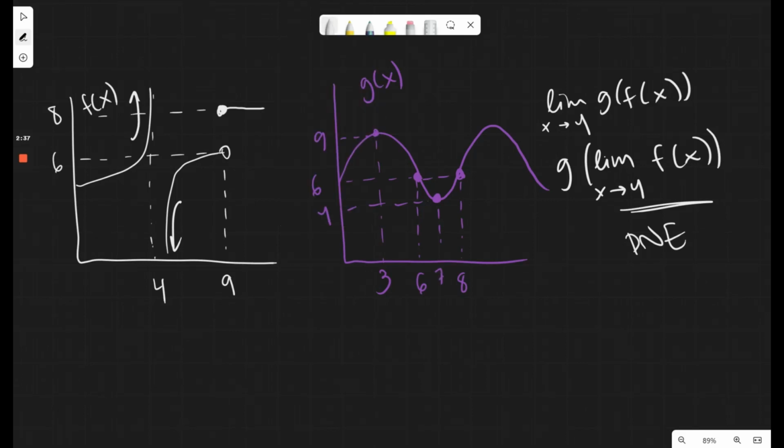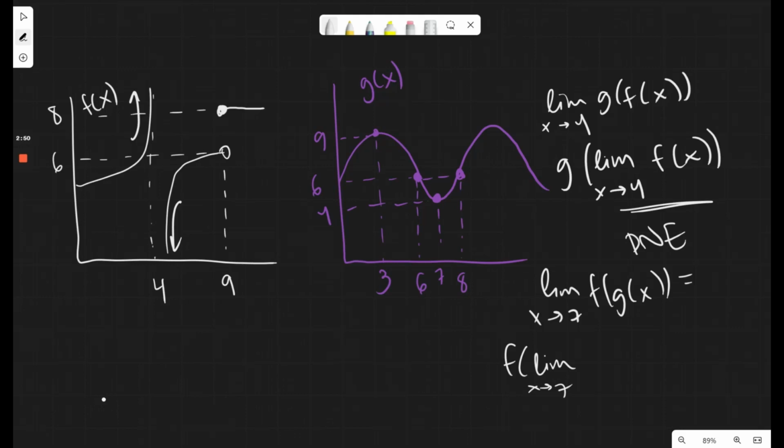What about the limit as x approaches 7 of f of g of x? So this is equivalent to f of the limit as x approaches 7 of g of x, which is equal to f of what g of x is as x approaches 7. That's f of 4. But f of 4, again, the limit here does not exist because it's unbounded. From the left side, it goes up into positive infinity, whereas on the right side, it goes down into negative infinity. So this limit also does not exist.